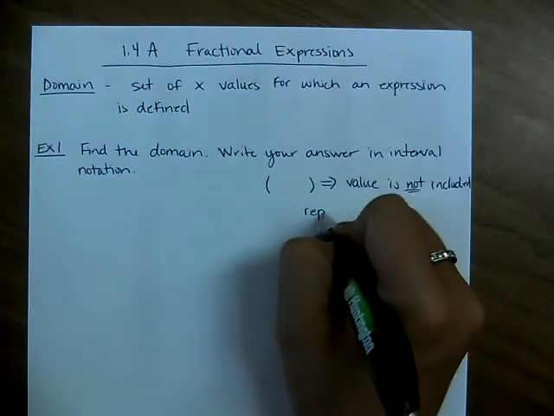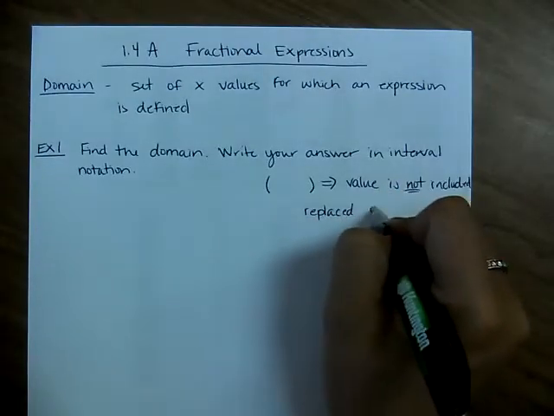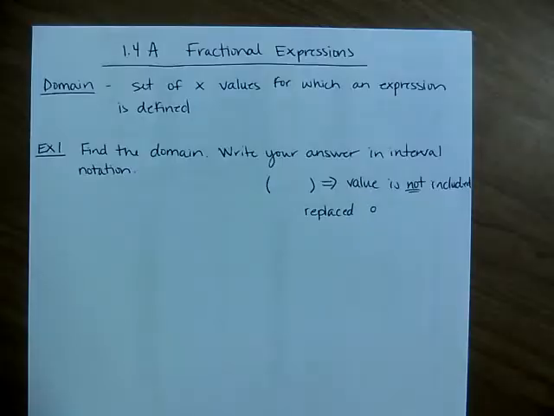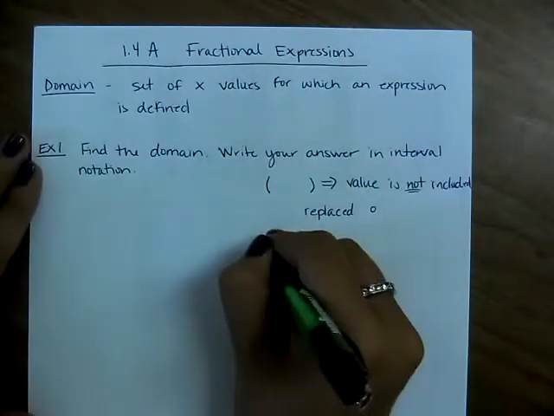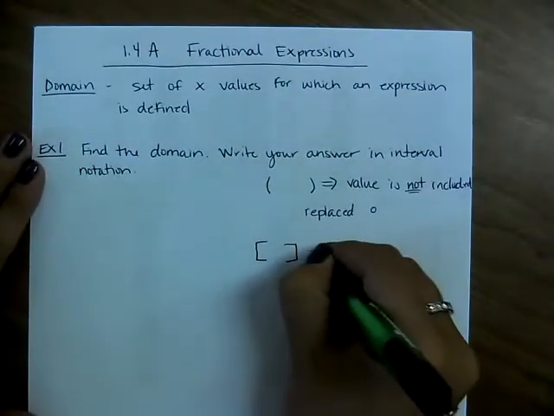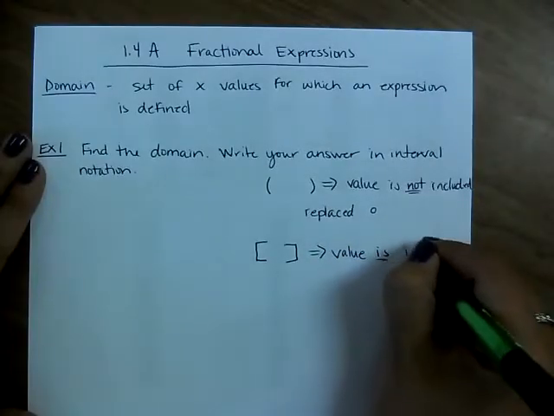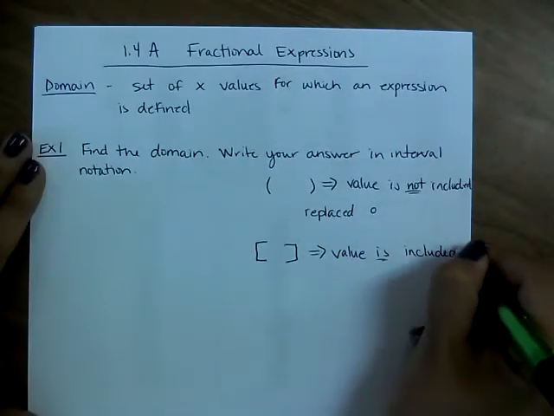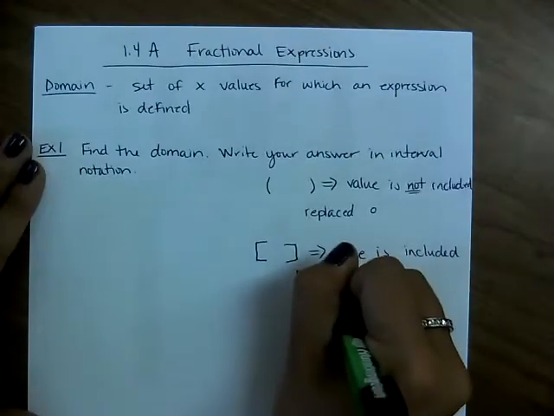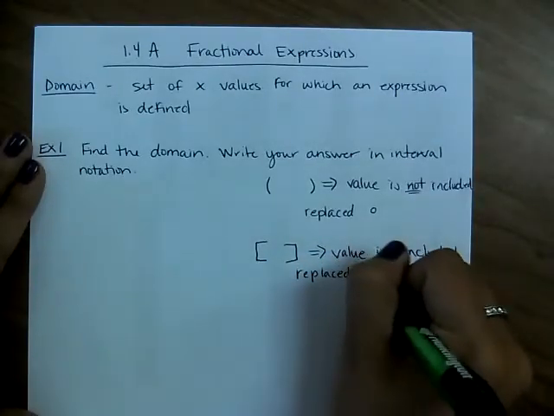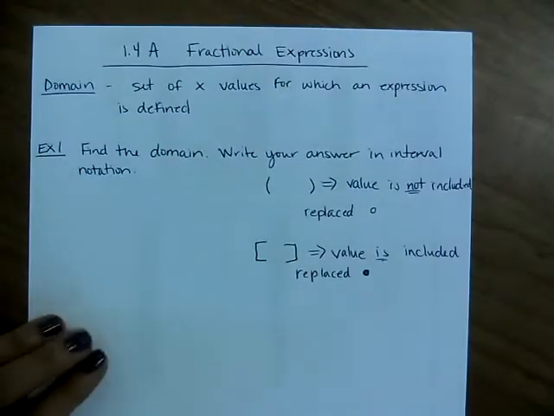And this replaced like an open circle. Remember an open circle on the number line? Okay, now instead of the open circle, we use a parenthesis. It means that the value is not included. A bracket means the value is included. And this replaced the closed circle.